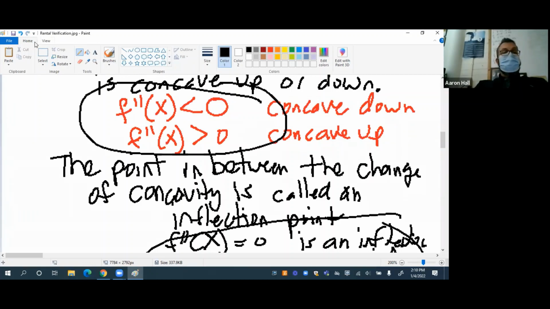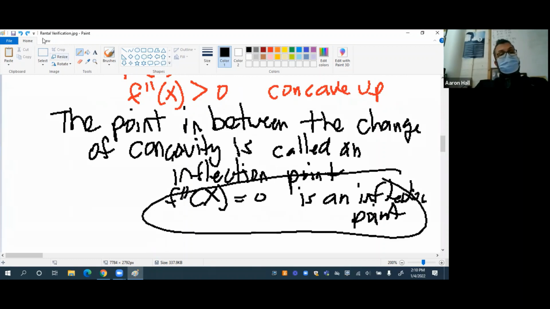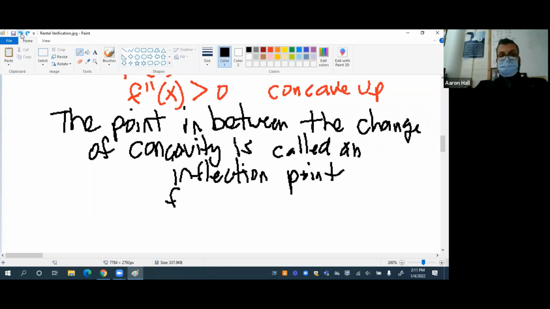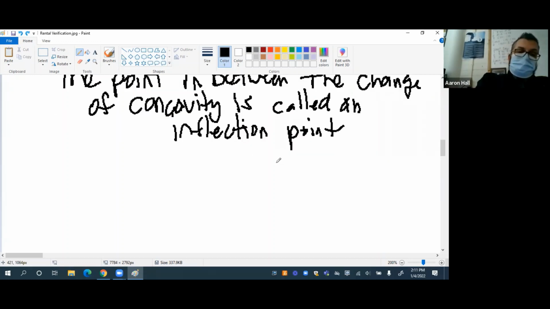How do you test it? How do you test to see if it is an inflection point? You have to use a diagram that starts with an S. You have to use a sign diagram. For all of these, you have to use a sign diagram to determine whether we have a max or min. We also have to use a sign diagram to determine whether our graph has an inflection point. So let's talk about this first.